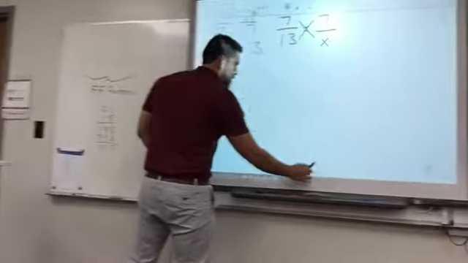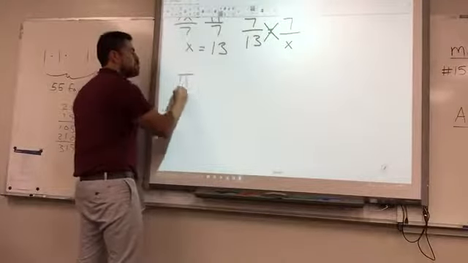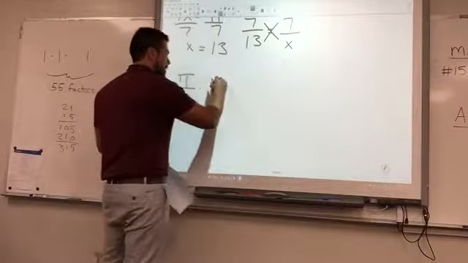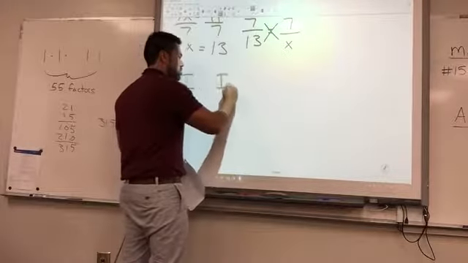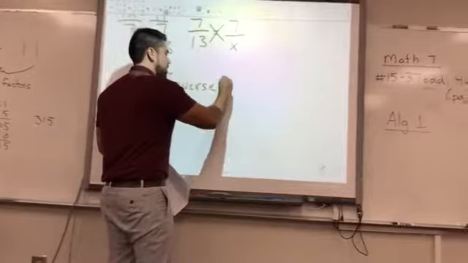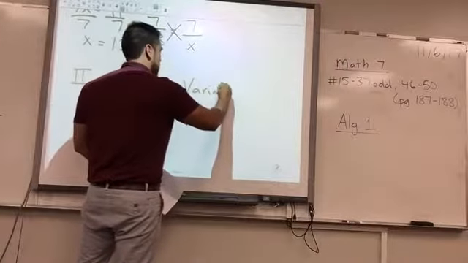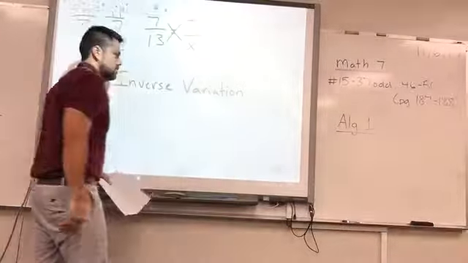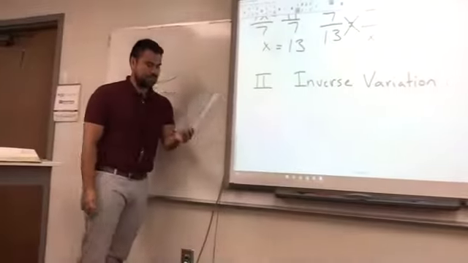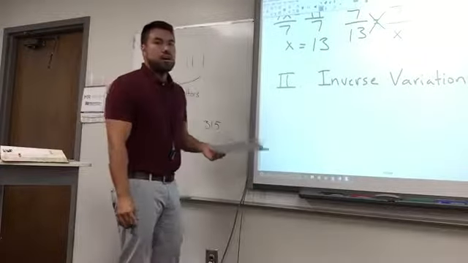Okay. Let's finish up here. Last one. So this is Roman numeral number 2. And this is inverse variation. We're talking about inverse variation. Okay, I think I spelled that right. Yep, inverse variation. Okay, yes, sir?